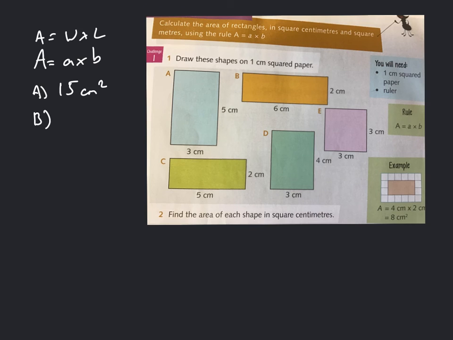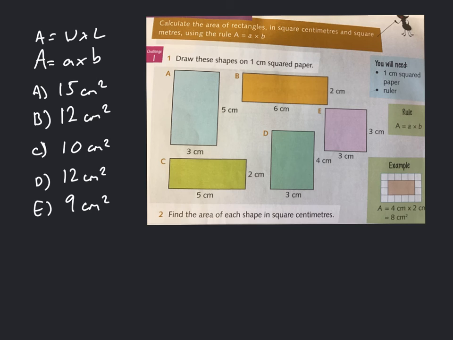Shape B is 6 centimetres times 2 centimetres, width times length, which is 12 centimetres squared. Shape C was 5 centimetres wide and 2 centimetres long, so 5 times 2, which is 10 centimetres squared. Shape D, 3 centimetres wide and 4 centimetres long, which was 12 centimetres squared. 3 times 4 is 12. And shape E was 3 times 3, it's 3 wide and 3 long. So 3 squared really is 9 centimetres squared.